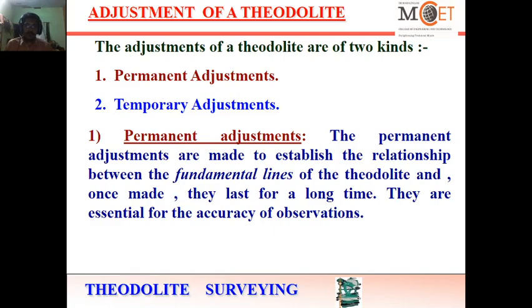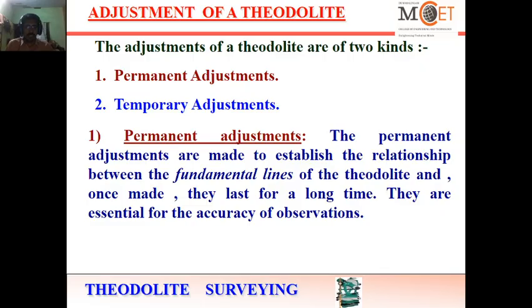Hello friends, next we are going to continue the adjustment of a theodolite. Continuation of the terms of theodolite. Next, how to handle the theodolite, what are the adjustments to be made. In that, there are two kinds of adjustment: one is permanent adjustment and another one is temporary adjustment.